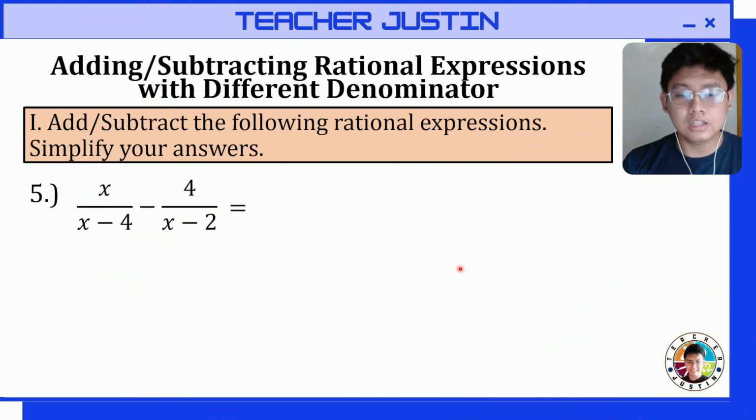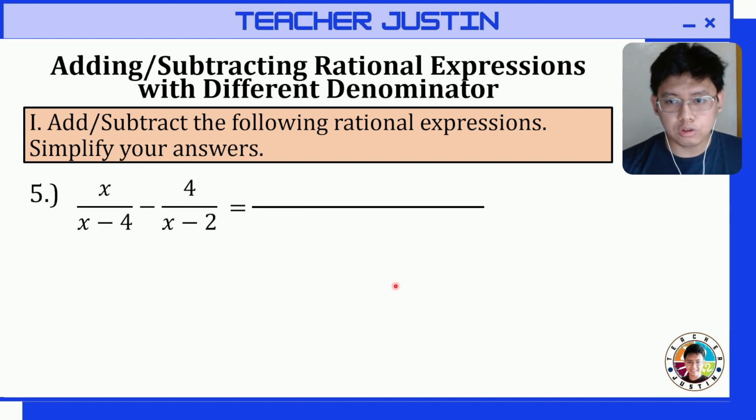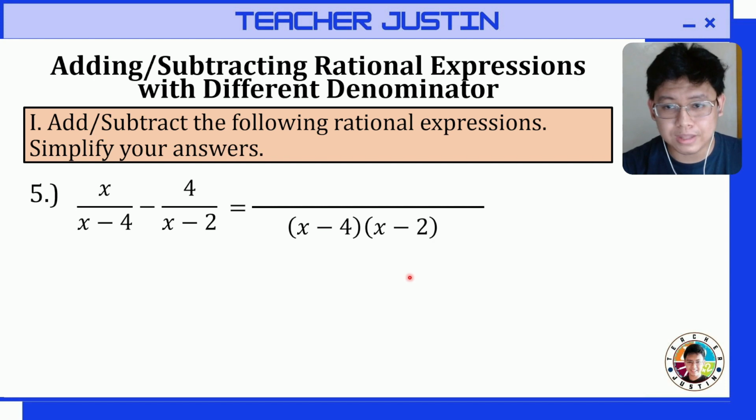Okay, let's subtract these two rational expressions. So we have x over x minus 4 and 4 over x minus 2. So, para ma-solve natin to, ang first step natin is to get the least common denominator. So, how do we get the least common denominator? So, looking at our denominator, x minus 4 and x minus 2, since wala silang common factor, ang gagawin lang natin is we can multiply them to get the least common denominator.